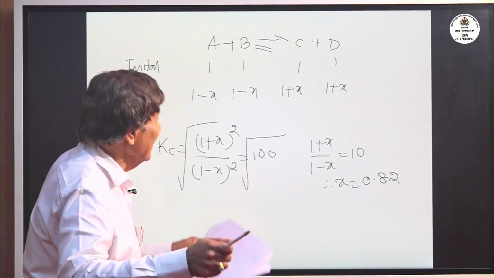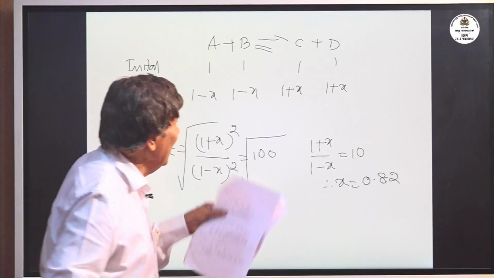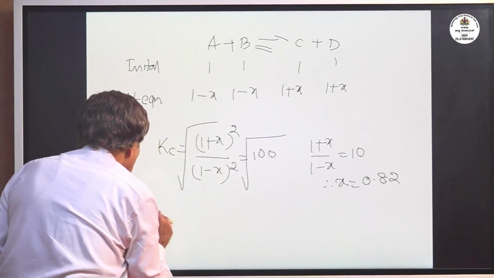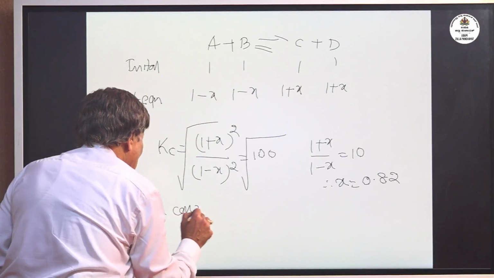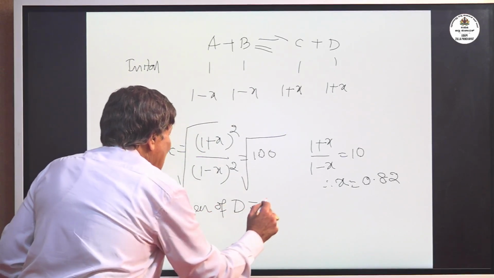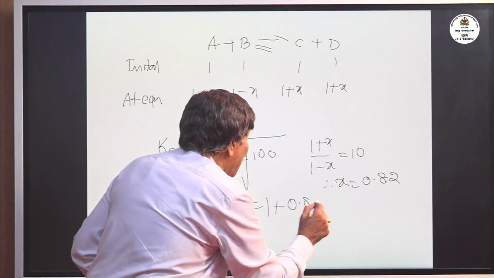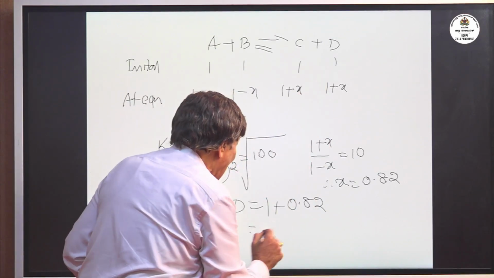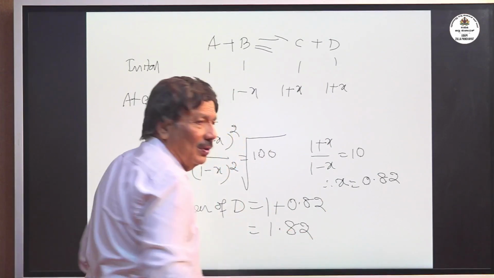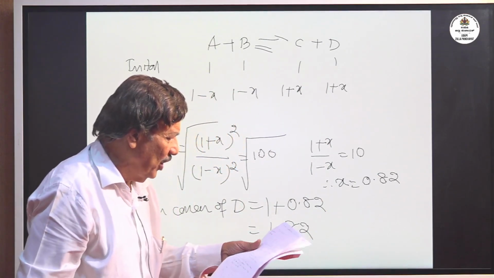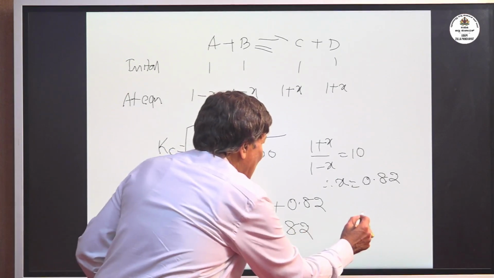What they have asked is the equilibrium concentration of D. One we have already taken, and to that x is added by the formation. It is 1.82. Equilibrium concentration is 1.82. Again, option D.